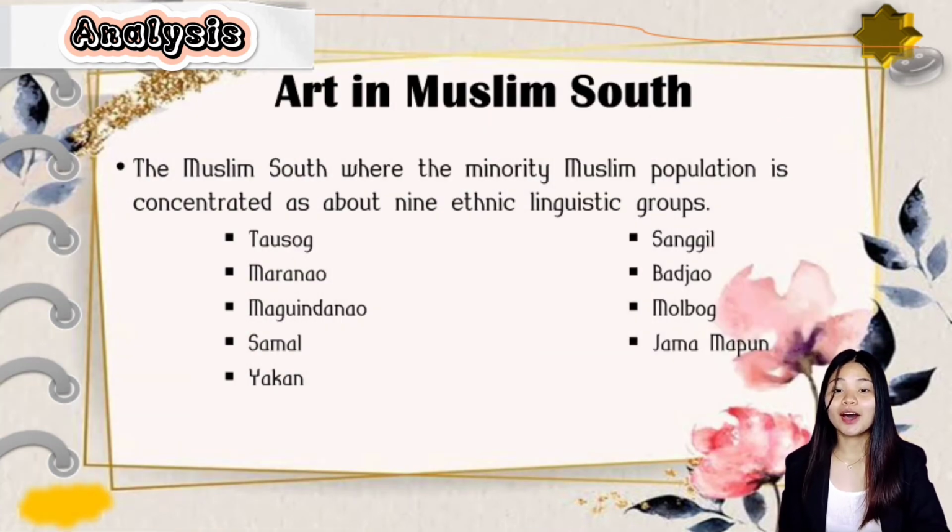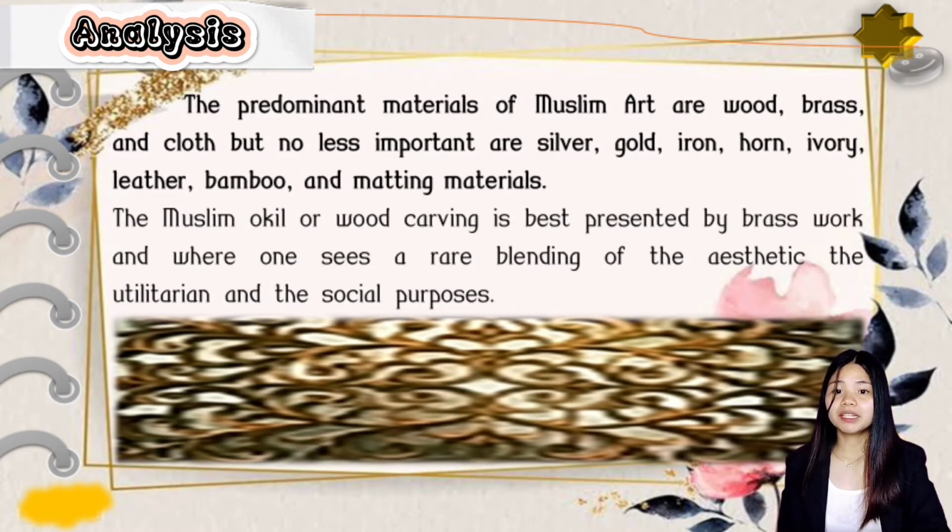So moving on, the arts in the Muslim South. The Muslim South, where the minority Muslim population is concentrated, has about nine ethnic linguistic groups. There are so many, namely the Tausog, Maranao, Maguindanao, Samal, Yakan, Sangil, Bajau, Molbog, Jama Mapun. The predominant materials in Muslim art are wood, brass, and cloth. Just like Cordilleran art, they also have wood. But no less important are silver, gold, iron, horn, ivory, leather, bamboo, and other materials.